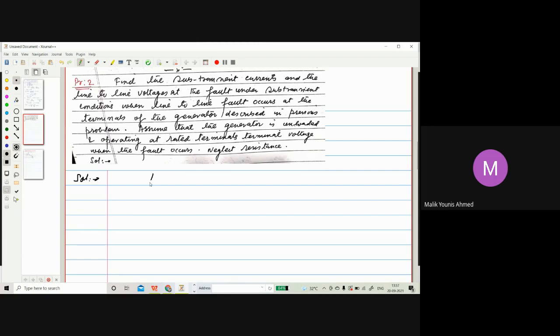In this case we will first find IA1. IA1 is 1 plus J0, that means EA divided by Z1 plus Z0. ZF is 0 in this case. Z was what? That was J0.25. Previous data we have to use, plus J0.35. So that is coming out to be minus J1.667.